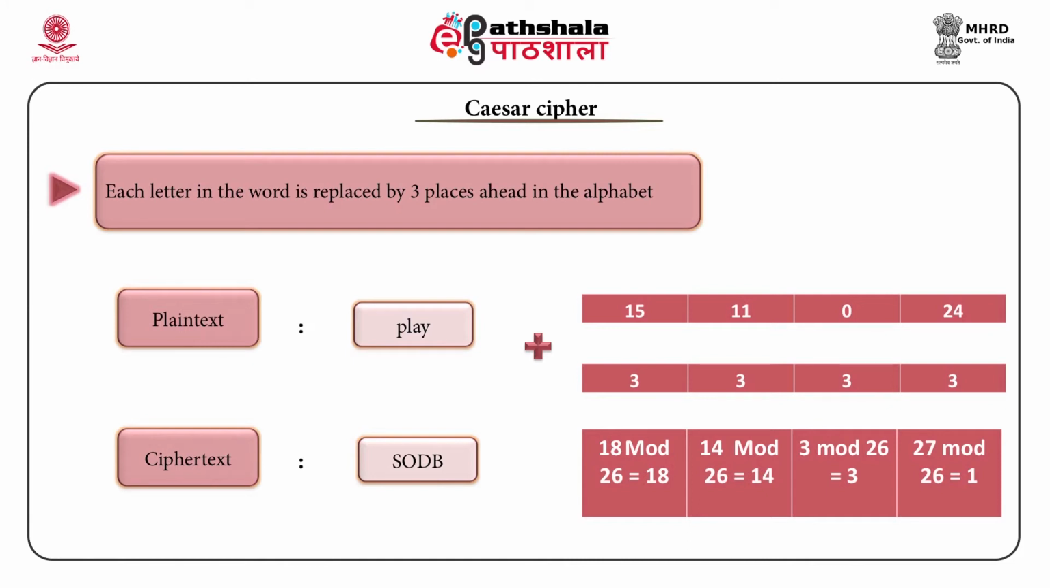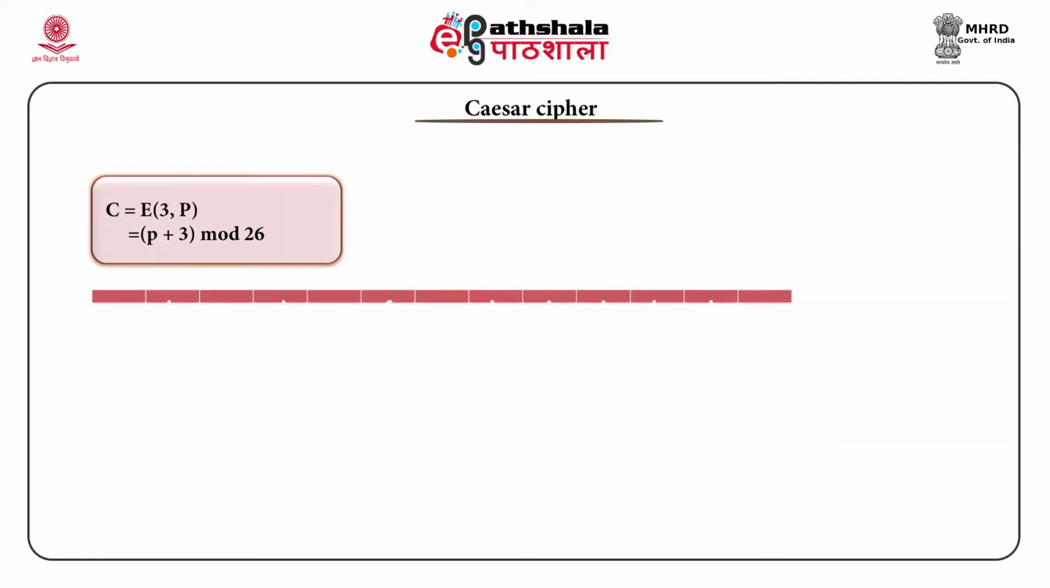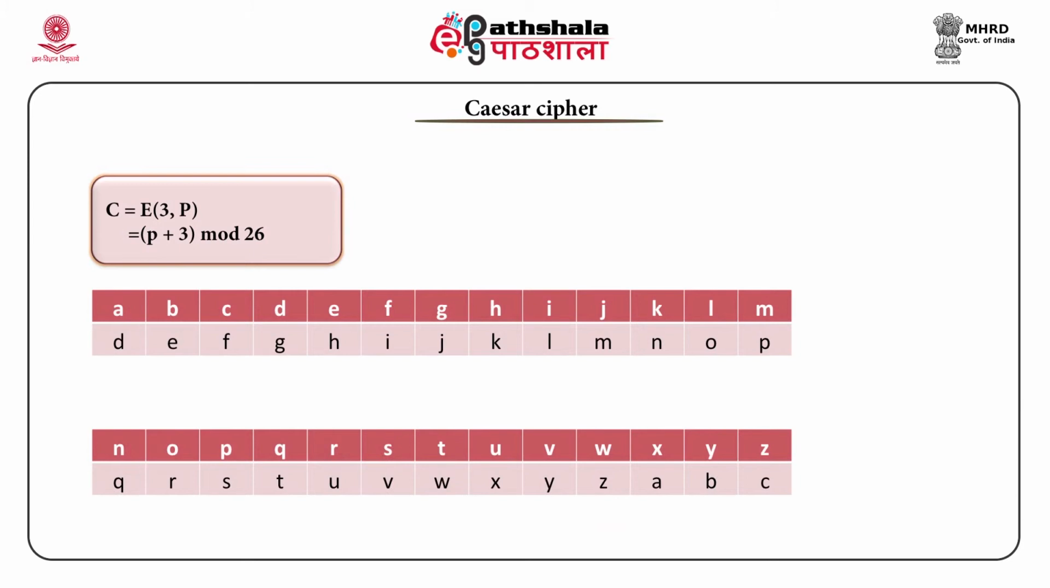When we had Y, we added 3 to it, it went beyond 26. So to get back to our scheme between 0 and 25, we used modulo 26 and it comes to 1. So Caesar cipher is represented as C equals E(K, P). This time we have used the key to be 3.